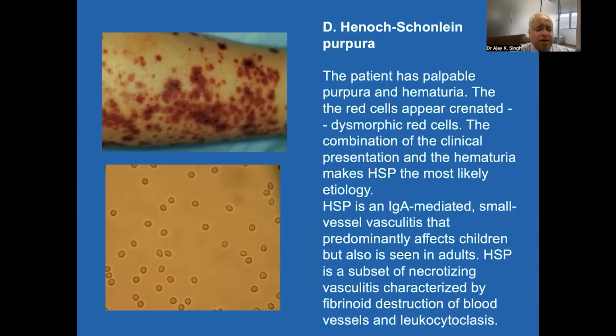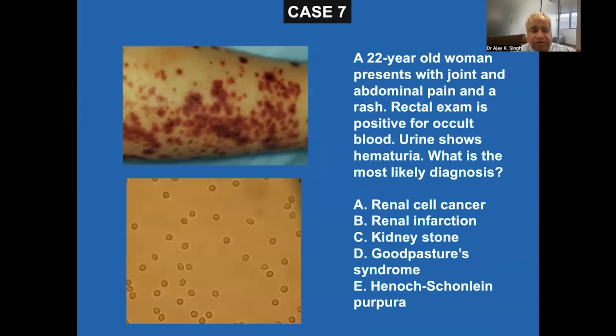And Henoch-Schönlein purpura will present not only on the skin, but also in the small bowel, and patients may present with pain. In the differential diagnosis, renal cell cancer is not going to give dysmorphic red cells, not going to give a rash. Likewise, renal infarction, not going to do this. Kidney stone might result in hematuria, but it's not going to give you a rash. And we discuss the other options.